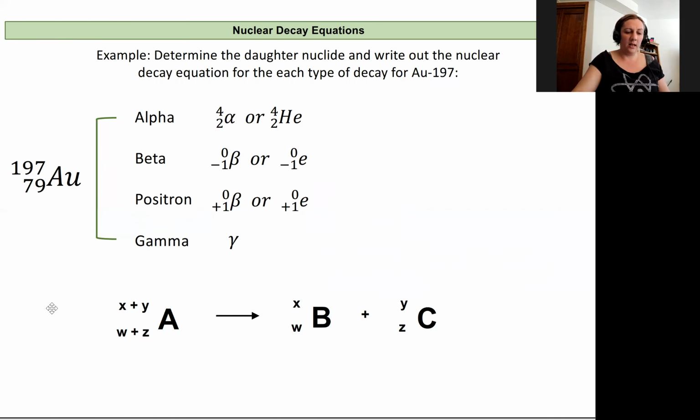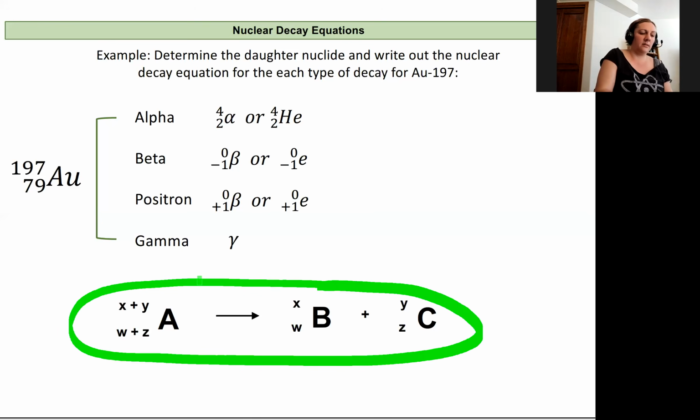Let's use gold 197. And now gold 197 doesn't undergo all three of these different types of decay. Gold does, but different isotopes of gold undergo different types of radioactive decay. So this is really just a thought experiment to see the differences between the two. So we'll walk through all of these: alpha, beta, positron, and gamma. And we're going to be using this general structure right here for solving these.